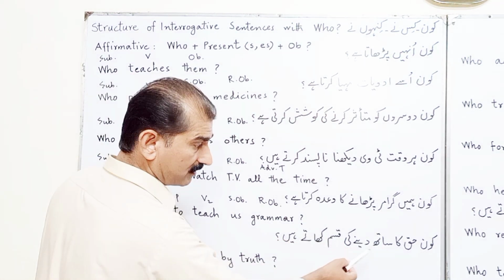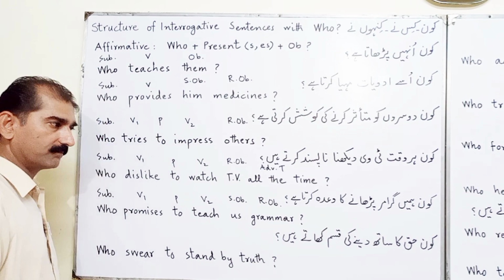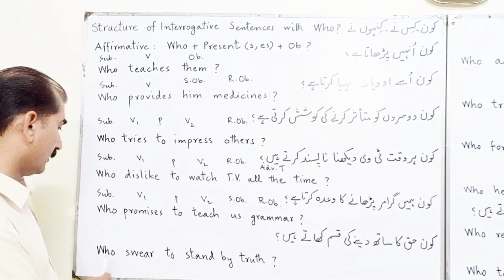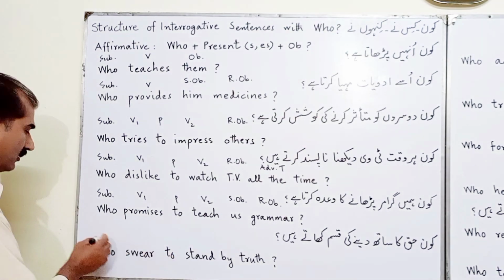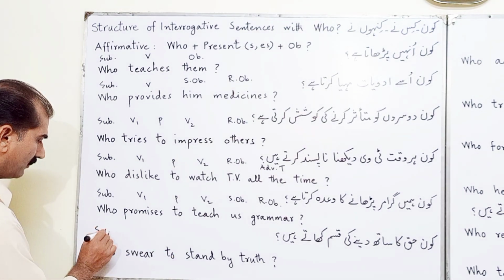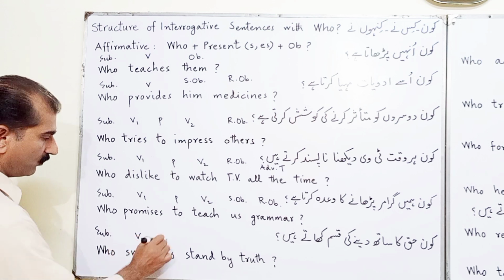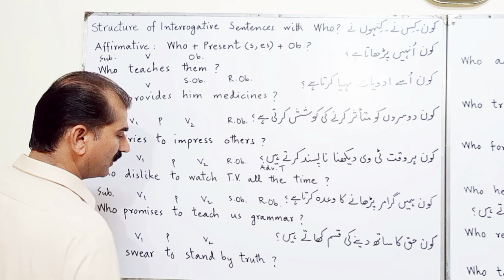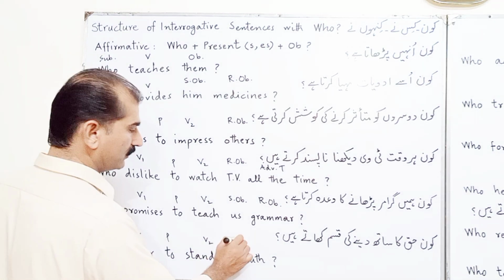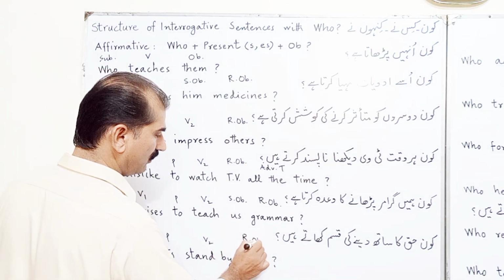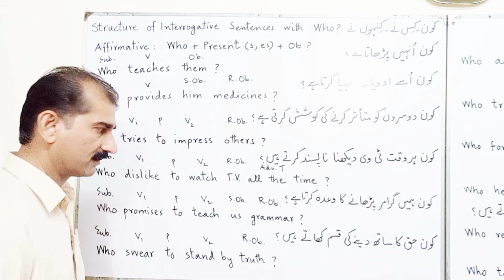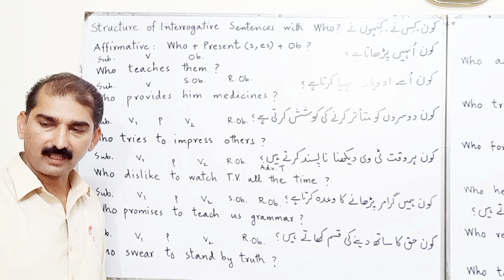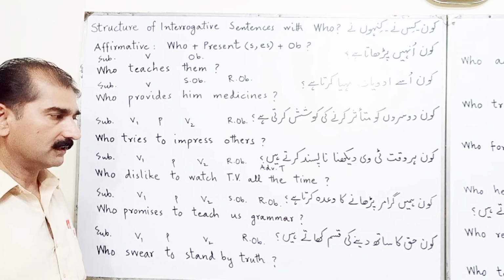Who swear to stand by truth? Who will serve here as the subject of the sentence. Swear is verb one, to is preposition, stand by is a phrasal verb which serves as verb second over here, and the truth is the real and only object in the sentence. Who swear to stand by truth?